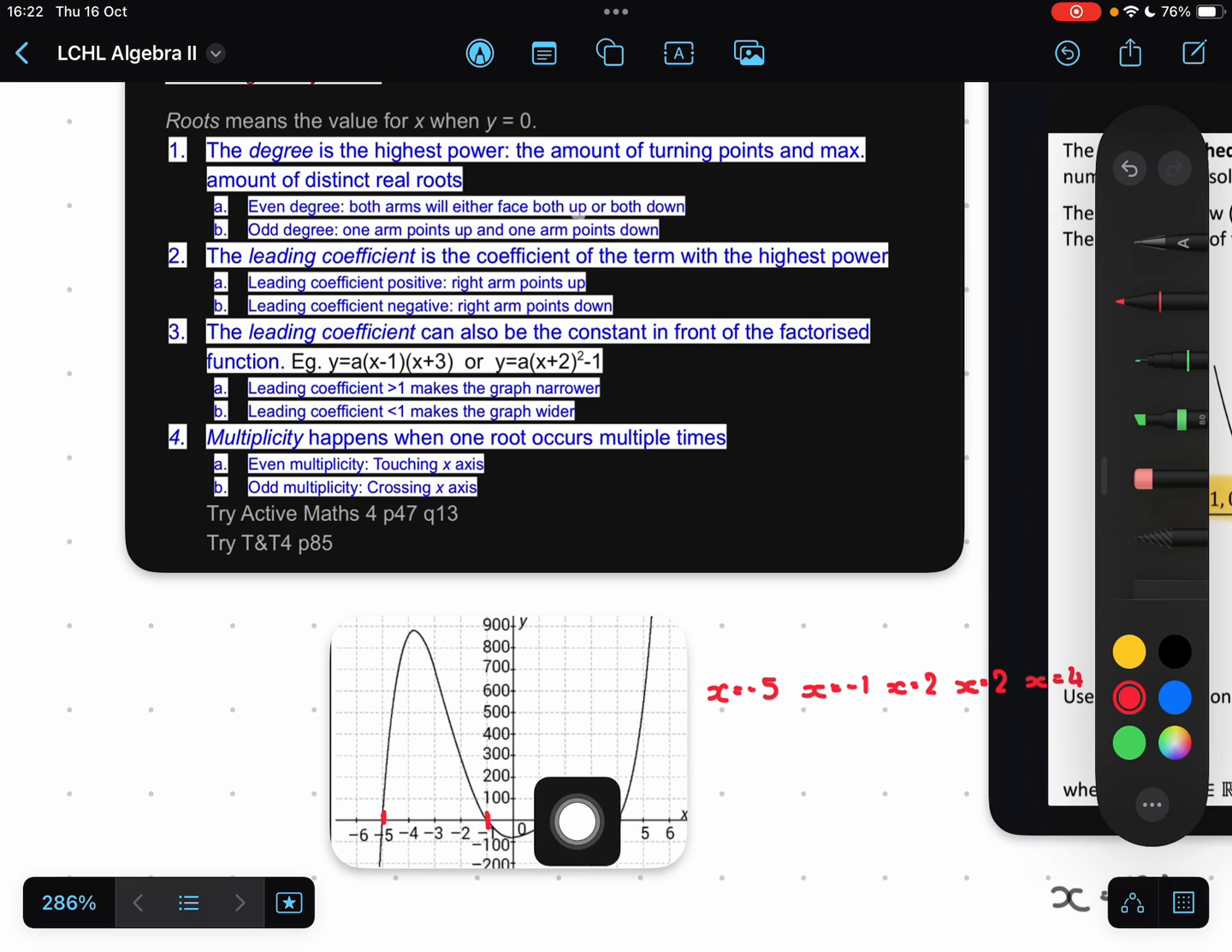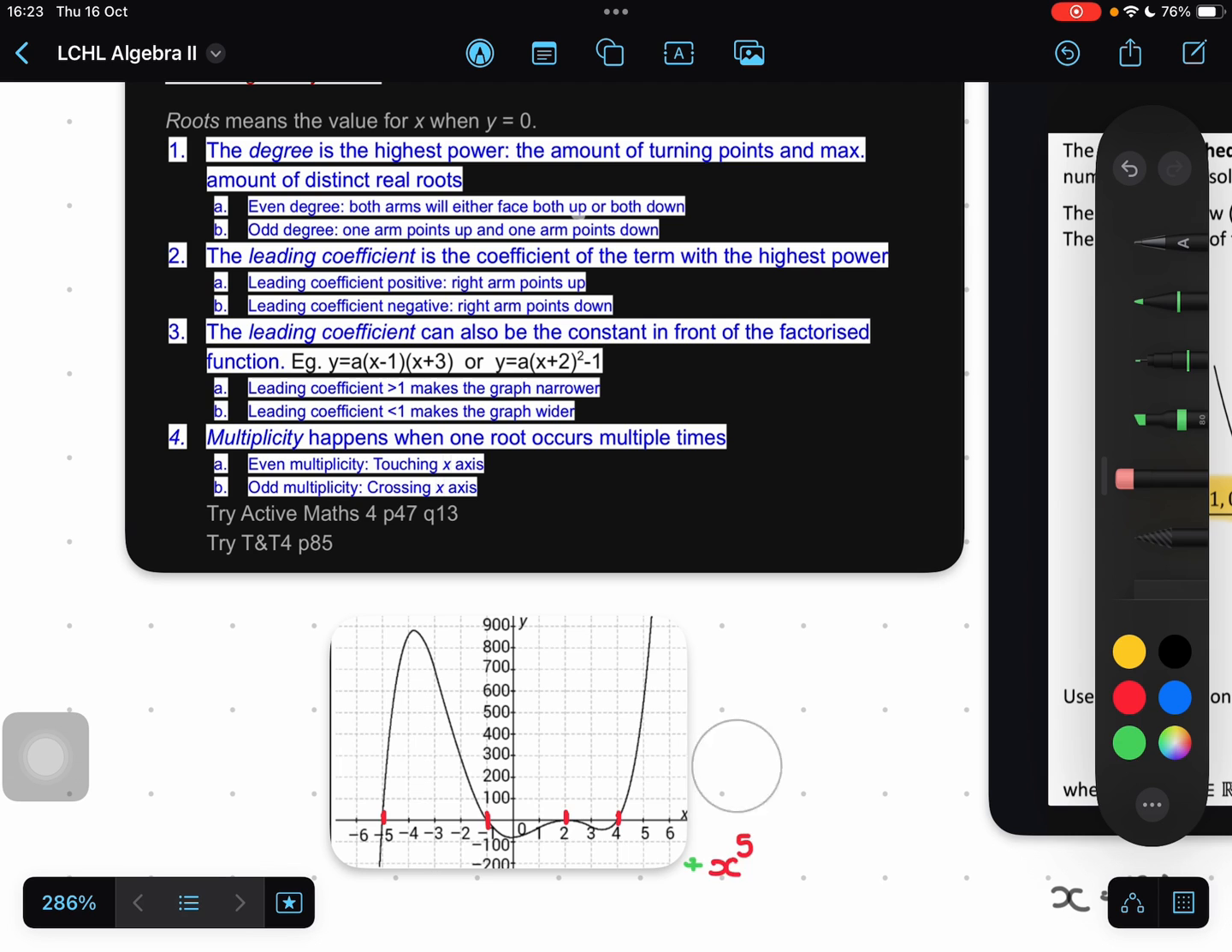So we know it's going to be degree 5. My highest power, once I finally find the polynomial, is going to be x to the power of 5. The leading coefficient, the number in front of the highest power, should it be positive or negative? Well, we're going to look at the right arm for that behaviour. For in front of this x to the power of 5, should it be positive or negative? Well, the right arm is facing upwards, which means it's going to be positive. Okay, so we have loads to look at.